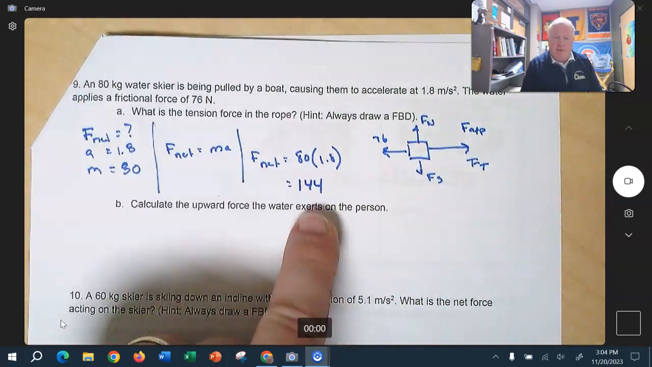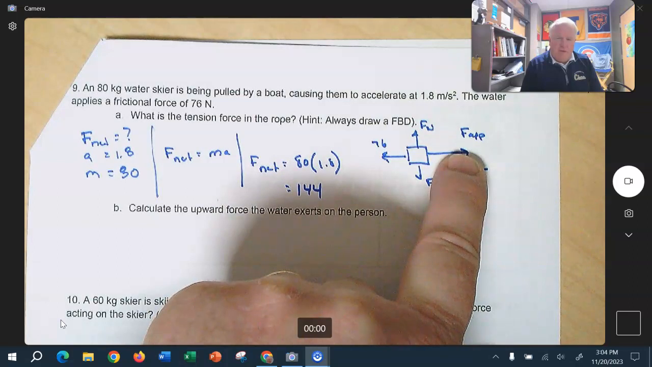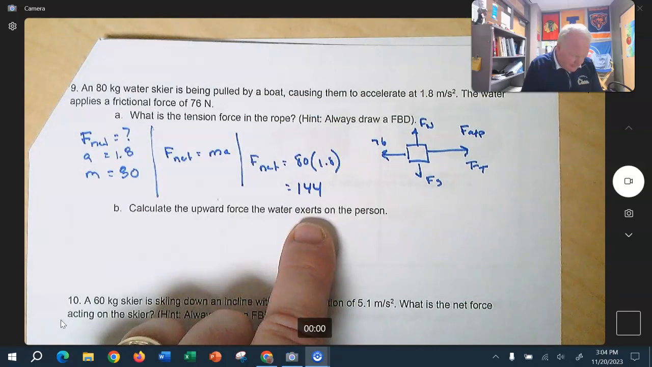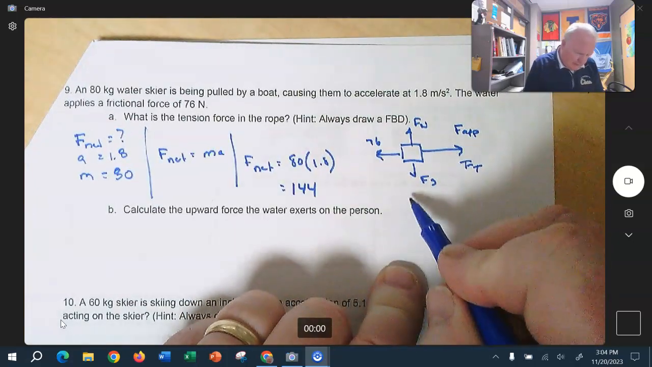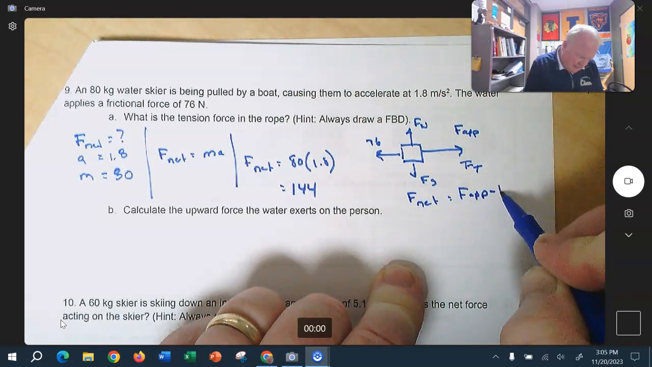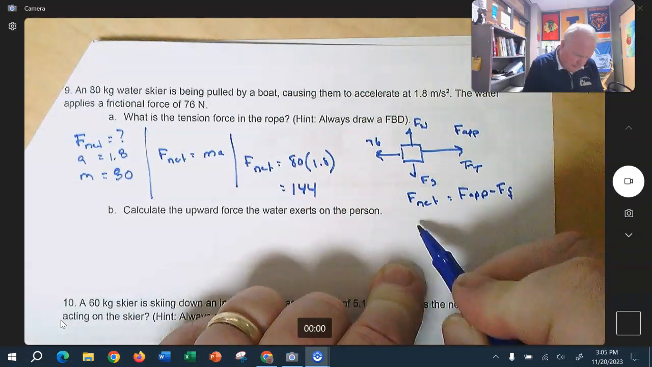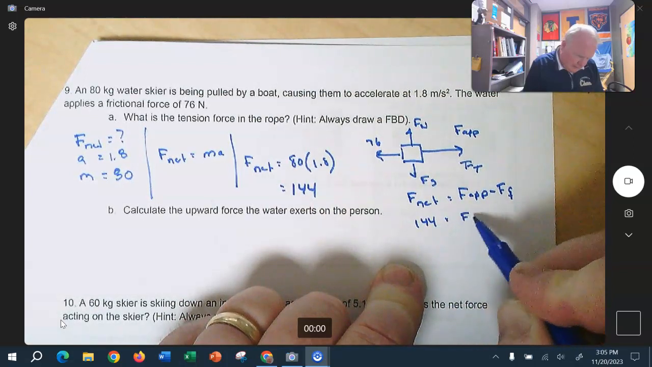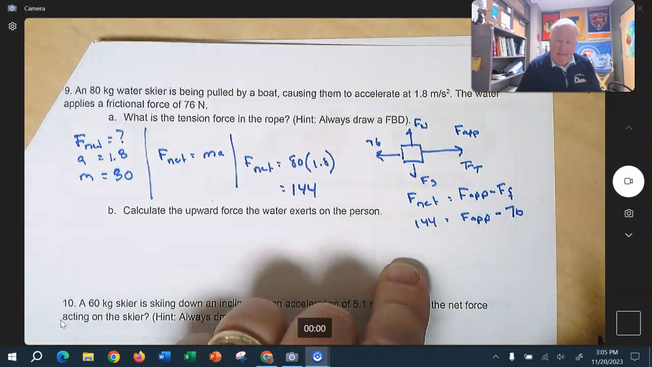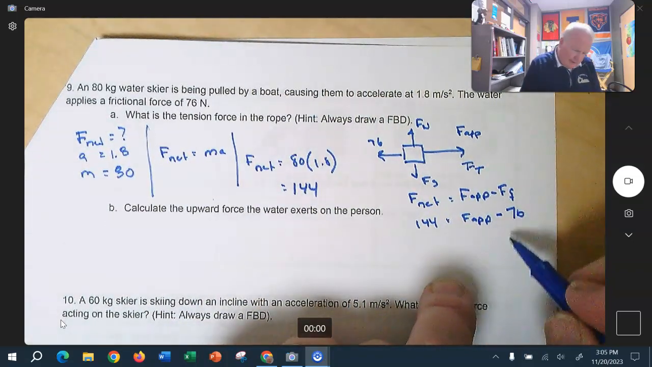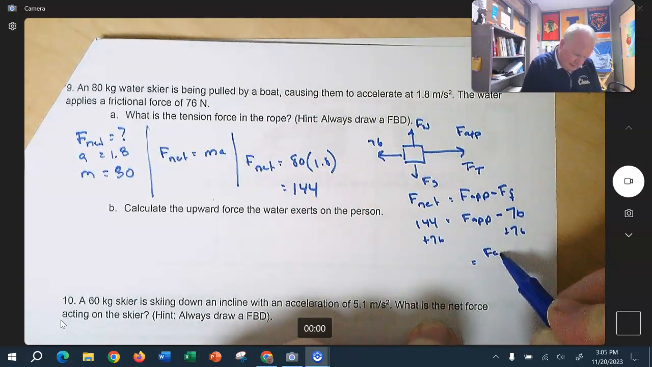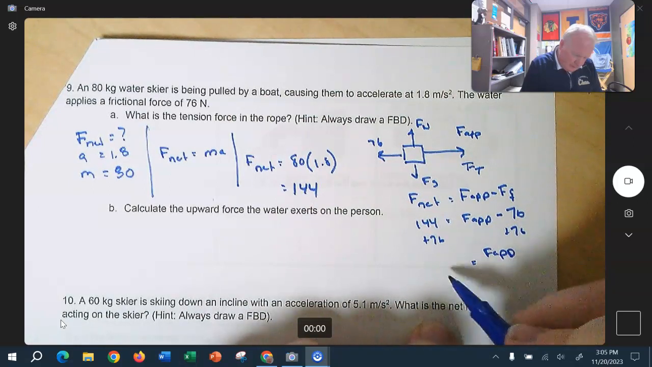So when we think about this, the force right here is winning by 144. If we look at this, F net equals the applied force minus the friction force. So 144 equals the applied force minus 76. How do I solve for this? Well, I have to add 76 on this side, add 76 on this side, and I get the force applied is equal to 220.